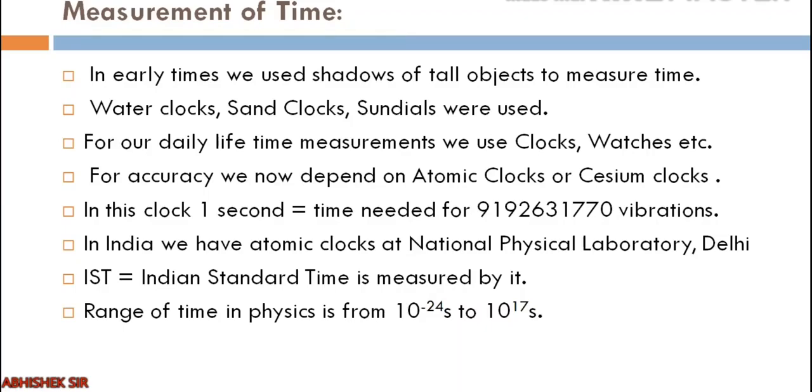Right? You open any news channel, and you may see the time, and in every news channel, it will show the same time. At every place, the time is uniform. Why? Because we are continuously measuring it with atomic clocks, right? The range of time which is studied in physics is from 10 raised to minus 24 second to 10 raised to 17 seconds, right? So this is the range of time in physics.